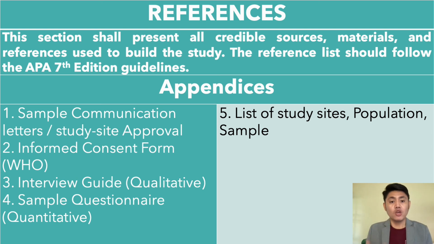And lastly, you should provide a list of the study sites where you will conduct your research investigation. You also write there the population of the people to be included in your study and the sample, or the number of people projected or calculated that you will take in your research investigation. So, those are the parts of your research proposal.